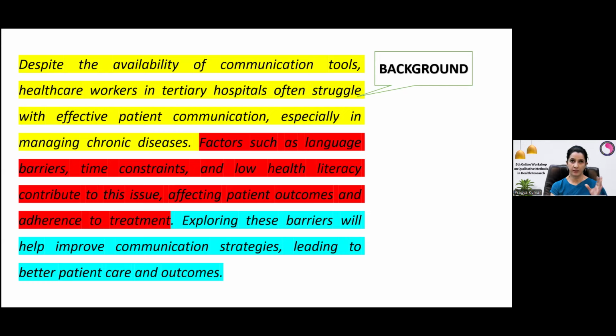And then the red sentence, which lists factors such as language barriers, time constraints, and low health literacy, identifies components contributing to this issue, affecting patient outcomes and adherence to treatment. So this is the problem: because of the time constraints and these barriers, there is an issue with adherence to treatment for chronic diseases. If I solve these problems, then of course there will be better patient care and outcomes. So solving that research question will help in solving what?